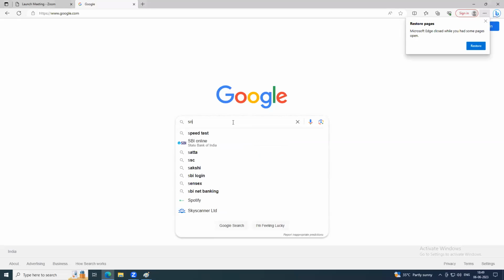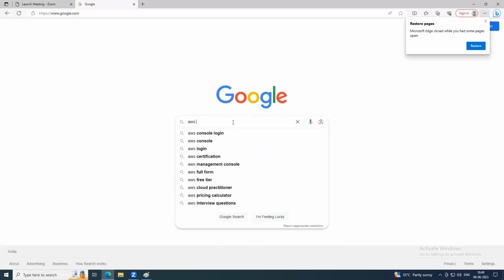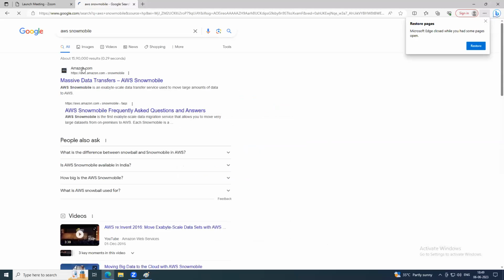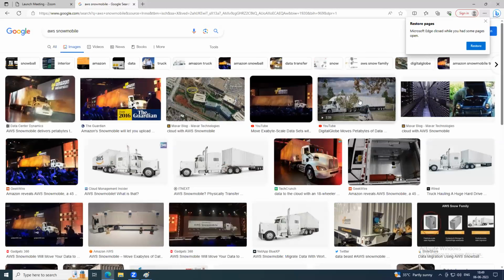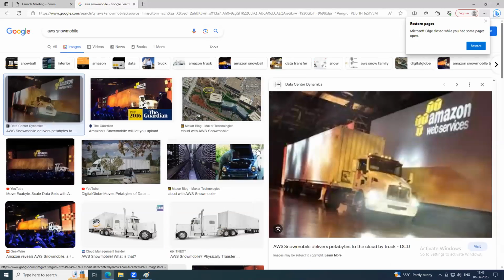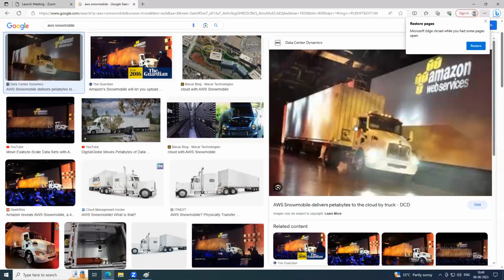So, AWS Snowmobile. If I show you, do you see this? This is Snowmobile. It's a big truck. You take the truck to your data center and connect it there, and it is a big storage. And how does the Snowcone look?